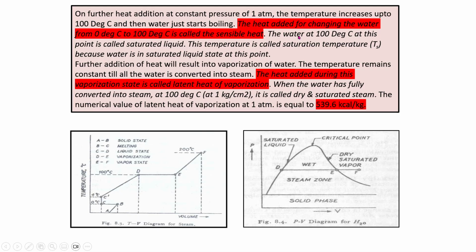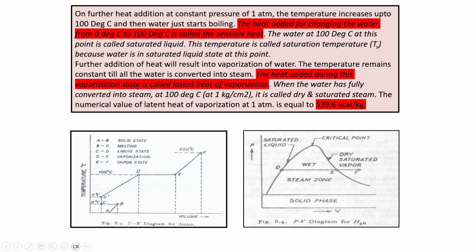Water at 100 degree centigrade at this point is called the saturated liquid. This temperature is called the saturation temperature, because water is in the saturated liquid state at this point. Then further addition of heat will result in vaporization of water. The temperature remains constant till all water is converted to steam.